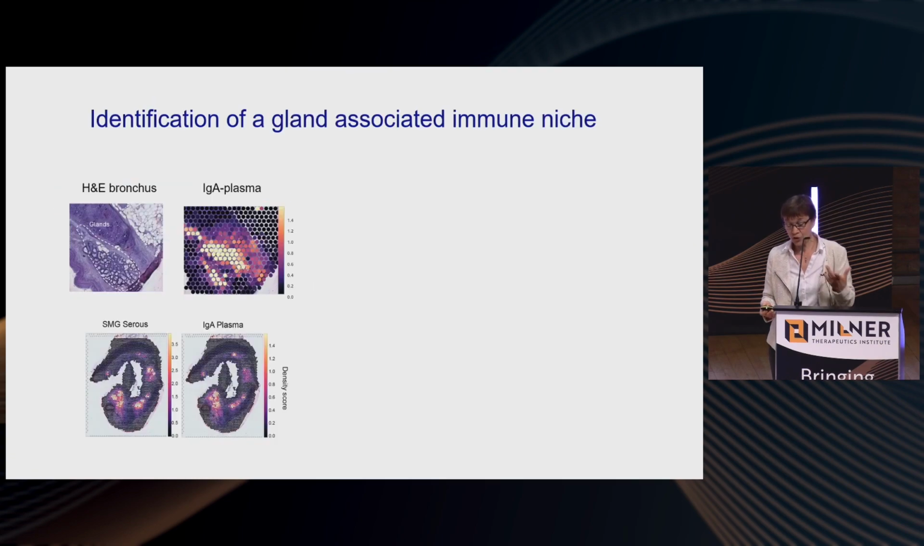And so we've gone on to use this Visium data to identify a gland-associated niche in the airways. And this came about when we first annotated plasma cells, both IgA and IgG plasma cells, and then mapped them onto the Visium. And as you can see in the top two panels, the IgA really mapped to a region of the glands. And then there's a larger section at the bottom where you can see that all the submucosal gland cells, like the serous cells, completely overlap with the IgA plasma cells.